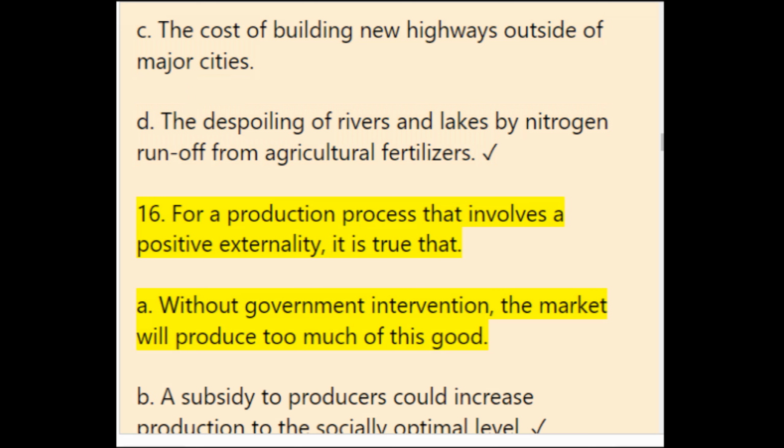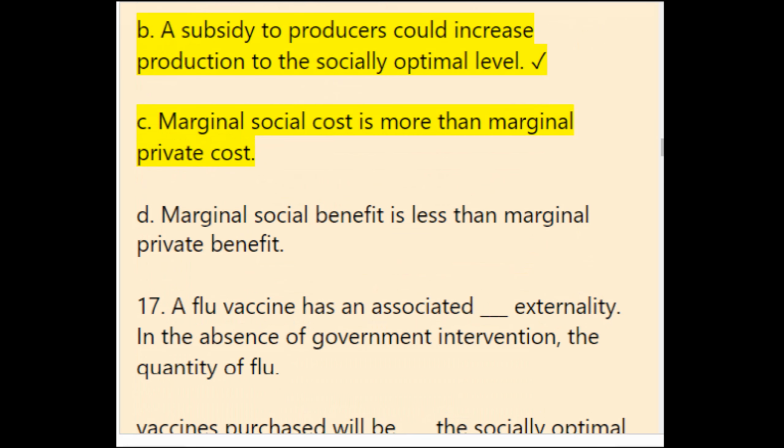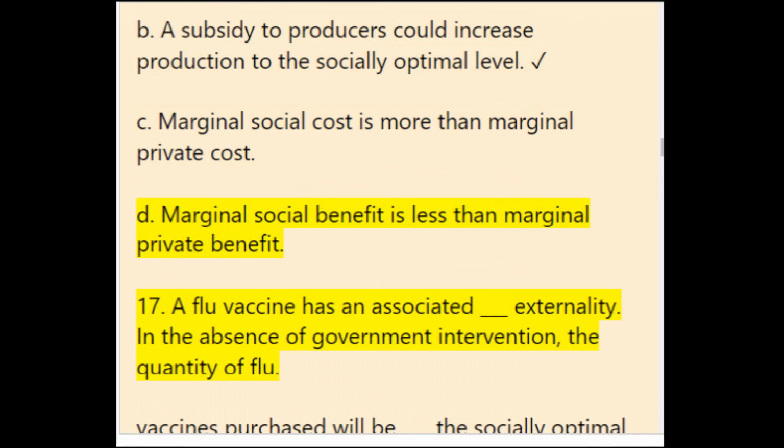16. For a production process that involves a positive externality, it is true that: A. Without government intervention, the market will produce too much of this good. B. A subsidy to producers could increase production to the socially optimal level. C. Marginal social cost is more than marginal private cost. D. Marginal social benefit is less than marginal private benefit.